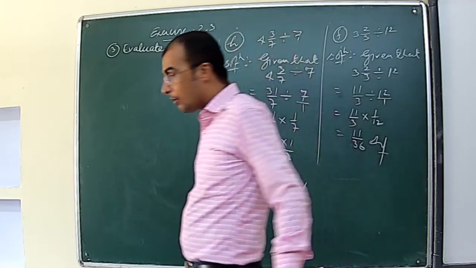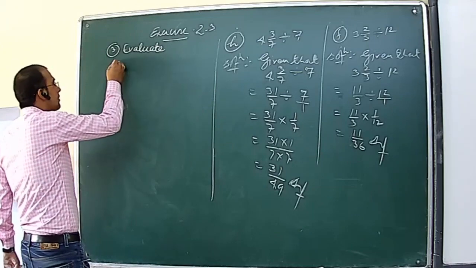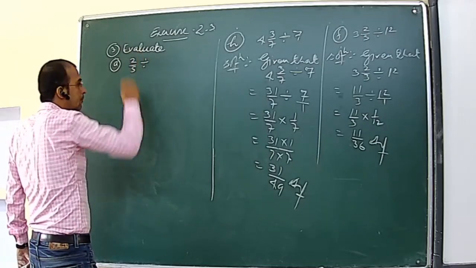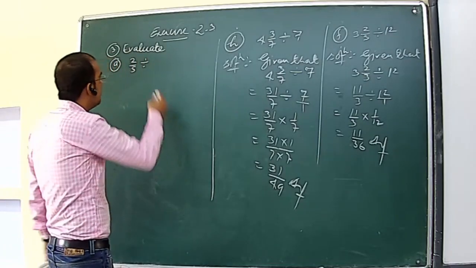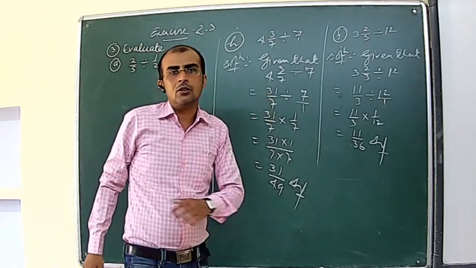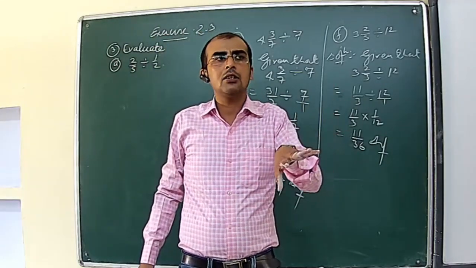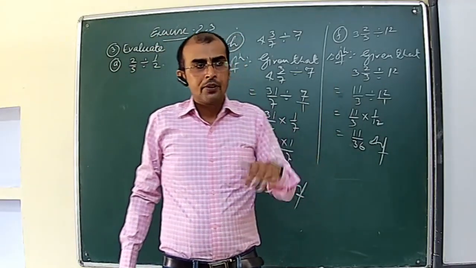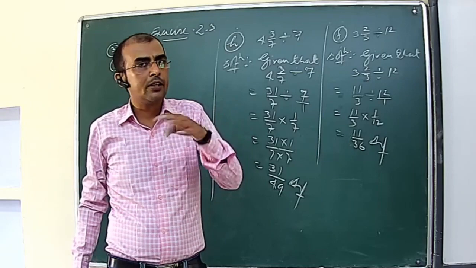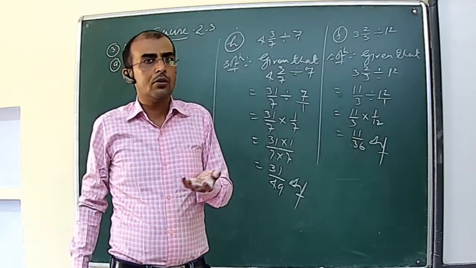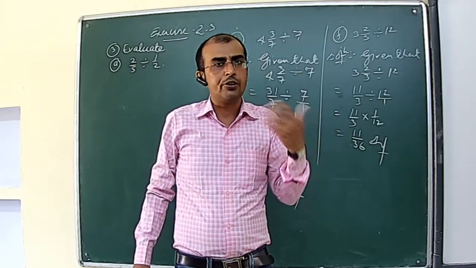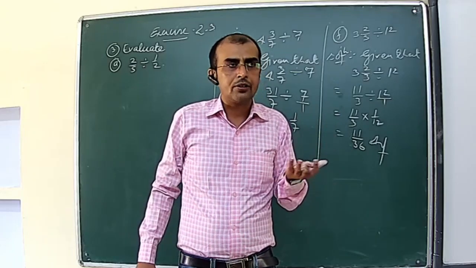So, 2 by 5 divided by 1 by 2. Given that A, 2 by 5 divided by 1 by 2. Okay. In first question, one part was the whole number and the second part was the fraction. In second question, the first part was the fraction and the second part, means the divisor, was the whole number. So, how we can divide the whole number by a fraction and how we can divide the fraction by a whole number.